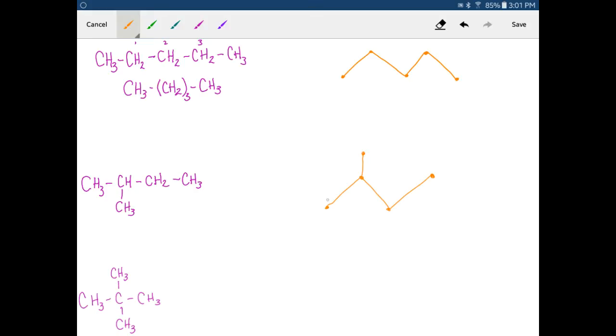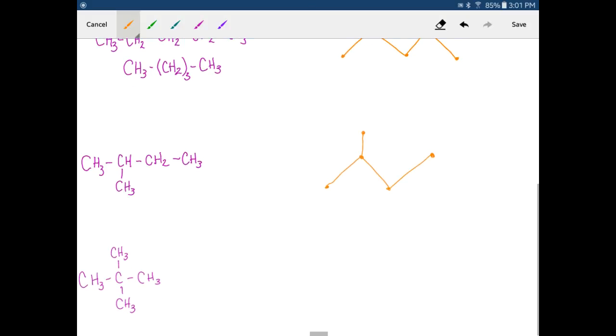And again, if you don't need to draw the dots, it's better to not draw the dots because it looks like you're trying to maybe draw a constellation rather than an organic compound. But again, the dots do help you understand where those carbon atoms are. Again, no need to draw in our hydrogens. Let's take a look at our dimethylpentane.